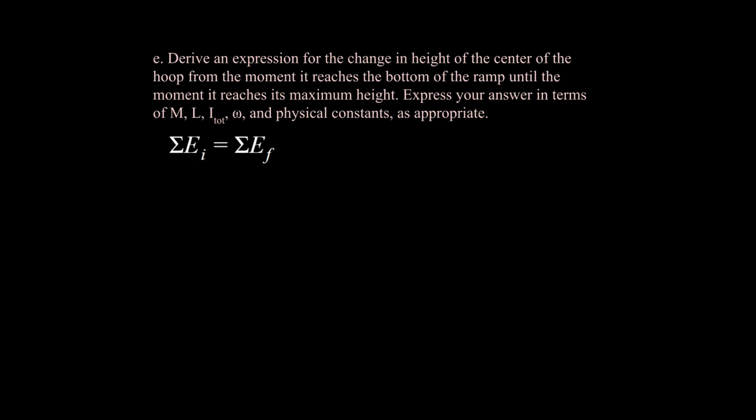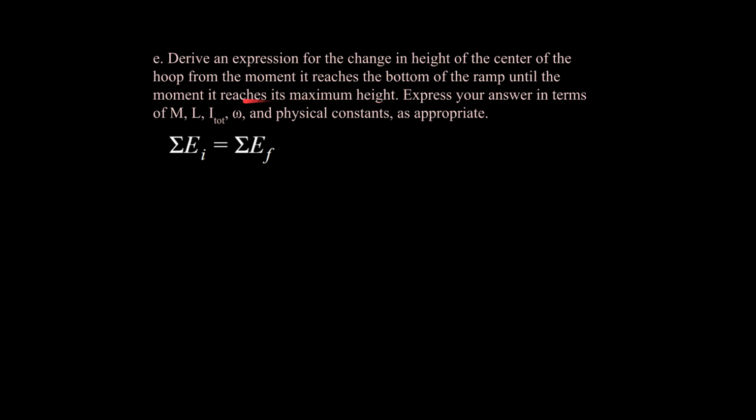All right, and so for part E, it says derive an expression for the change in height of the center of the hoop from the moment it reaches the bottom of the ramp until the moment it reaches its maximum height. Hopefully alarm bells are going off in your head that this must be a conservation of energy problem. This is something I've mentioned before, and I will mention it again.